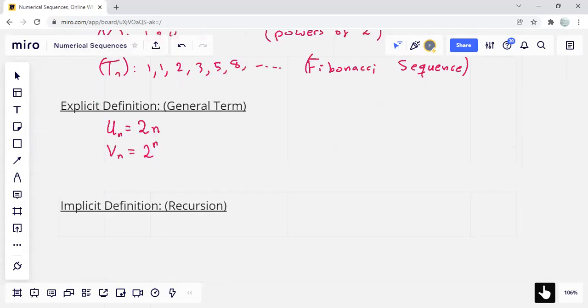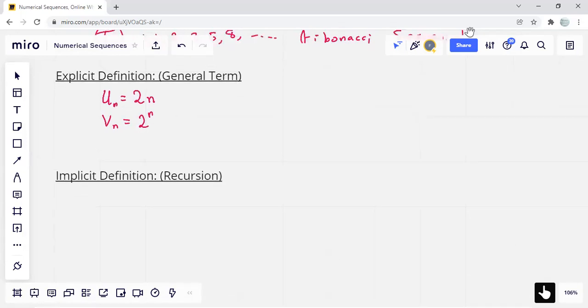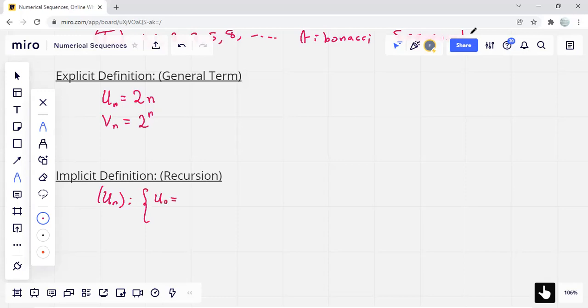In implicit definition or recursion, we write a sequence in terms of the previous terms. For example, u_n, the set of even numbers, can be denoted as such. We say that the first term, u0, is equal to 0. And to find the term u_{n+1}, you simply find the previous term u_n and add 2 to it. Here, u0 is 0 in the set of even numbers.